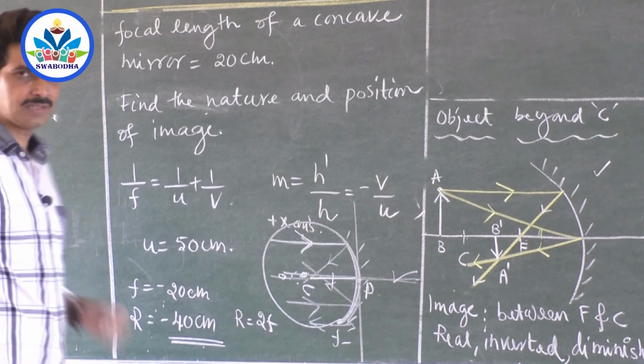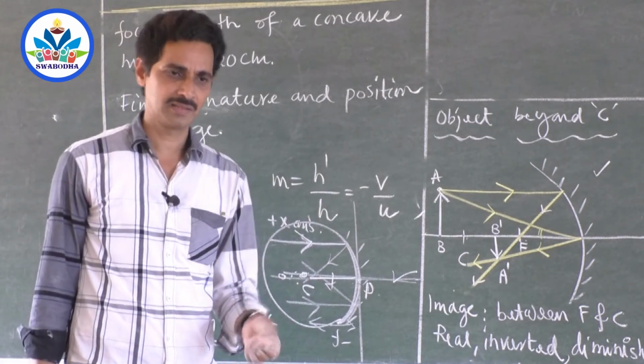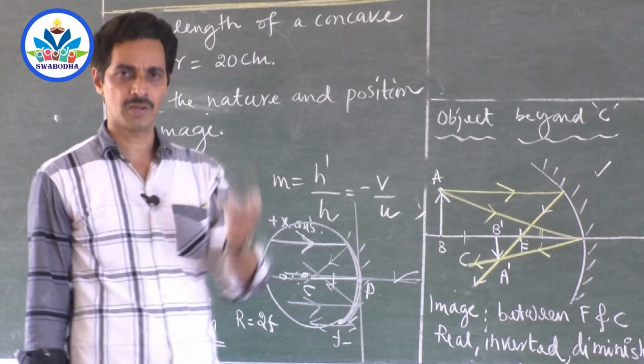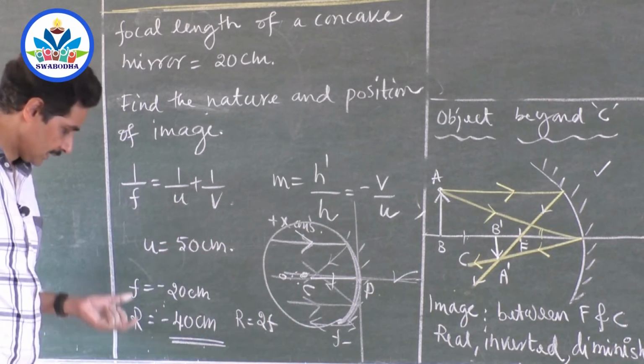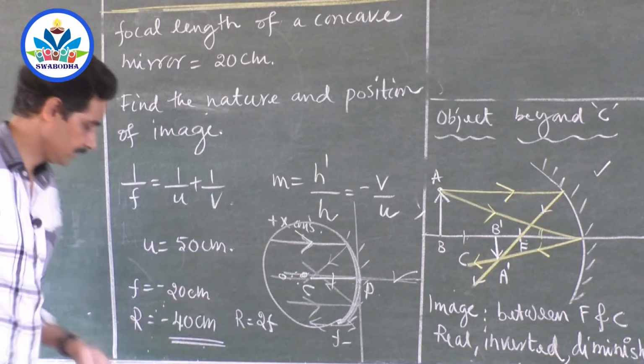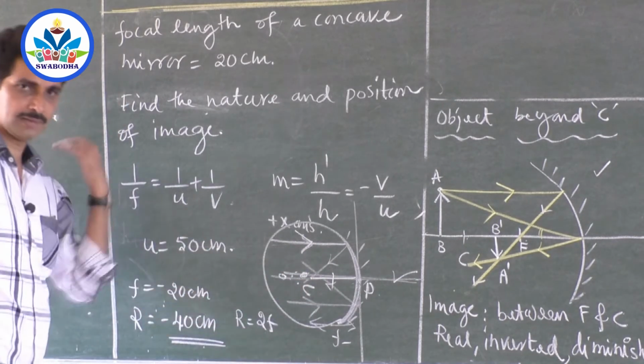So every time you substitute the formula and get the answer, plus or minus, you have to keep checking whether it is proper or not. So let us do it with a lot of patience. The radius is negative, left side; the focal length is negative, left side.